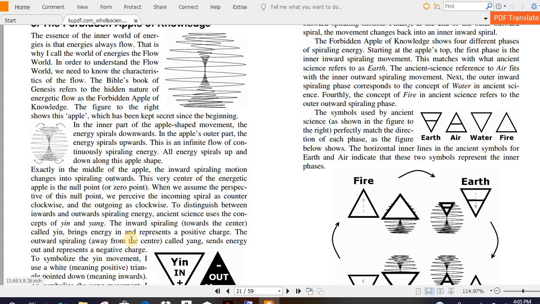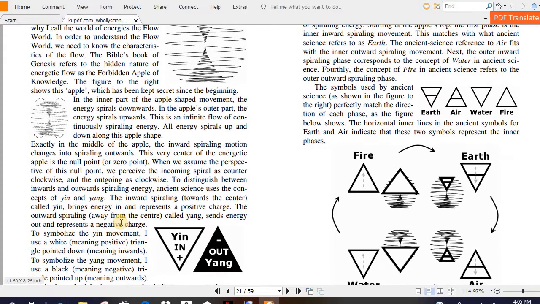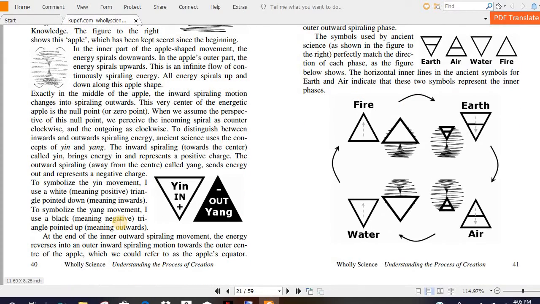The inward spiraling toward the center, called yin, brings energy in and represents a positive charge. The outward spiraling away from the center, called yang, sends energy out and represents a negative charge. To symbolize the yin movement, I use a white, meaning positive triangle, pointed down over here. The yang, I use the black, pointed up.